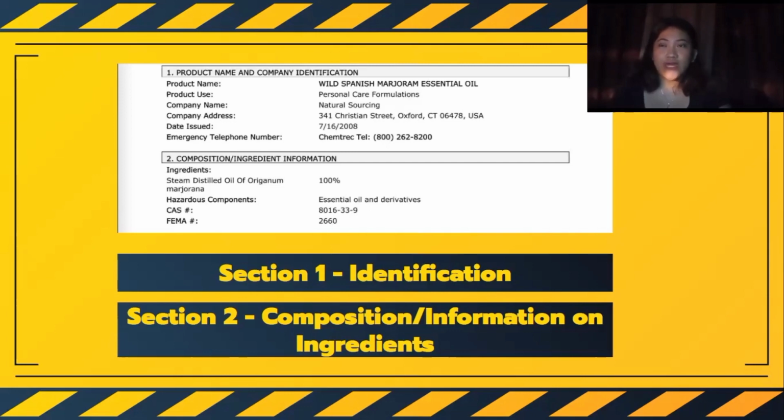Section 1. Identification. This is where you find out the actual product name and the typical uses of the substance. It should also give you the names and the contact details of the manufacturer or the producer of the substances. This is an example for Wild Spanish Marjoram Essential Oil. Section 2. Composition, or the information on ingredients. It identifies the ingredients contained in the product indicated on the SDS, including impurities and stabilizing additives. So this section includes information on substances, mixtures, and all chemicals where a trade secret is claimed.